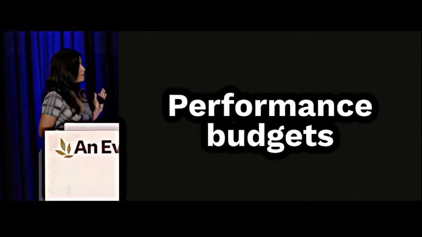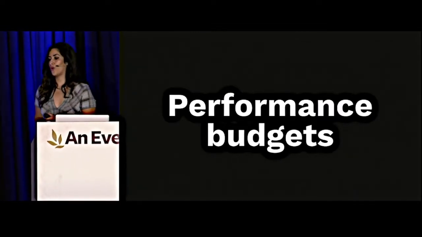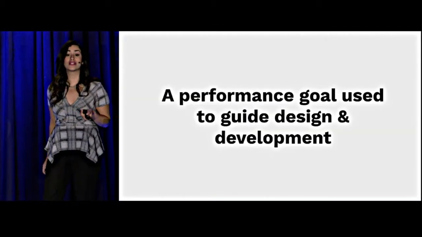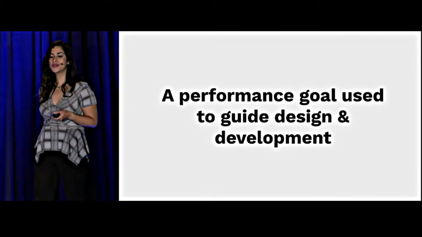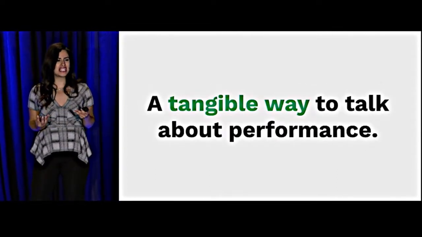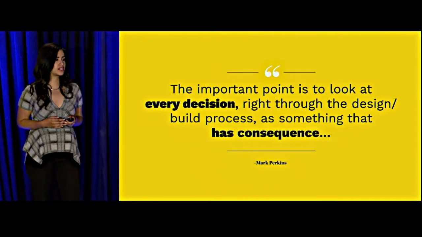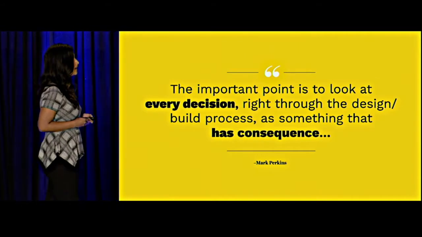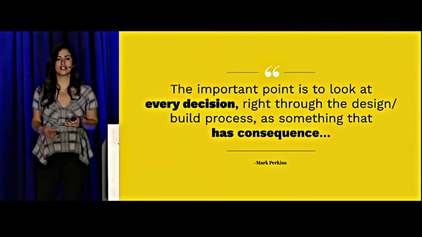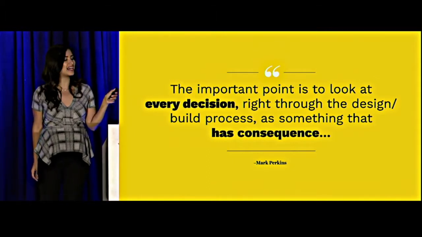And performance budgets are a helpful way to actually make sure that we're sticking to the goals. A performance budget is a performance goal, and it's used to guide design and development. It's also a tangible way to talk about performance. This quote from Mark Perkins at Clear Left said that the important point is to look at every decision through the design and the build process as something that has consequence.